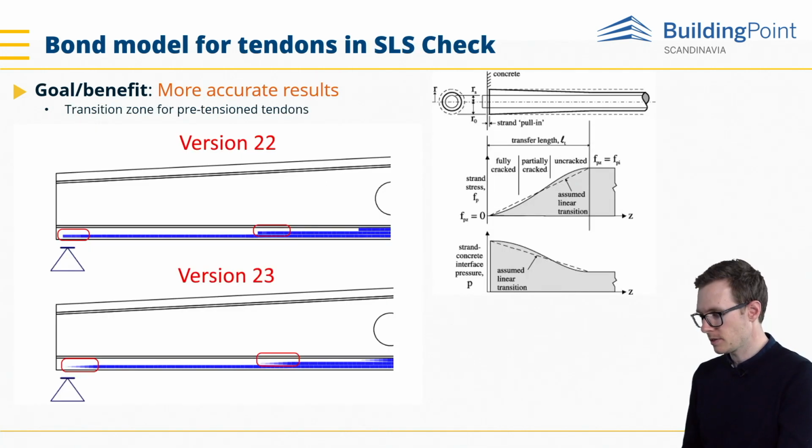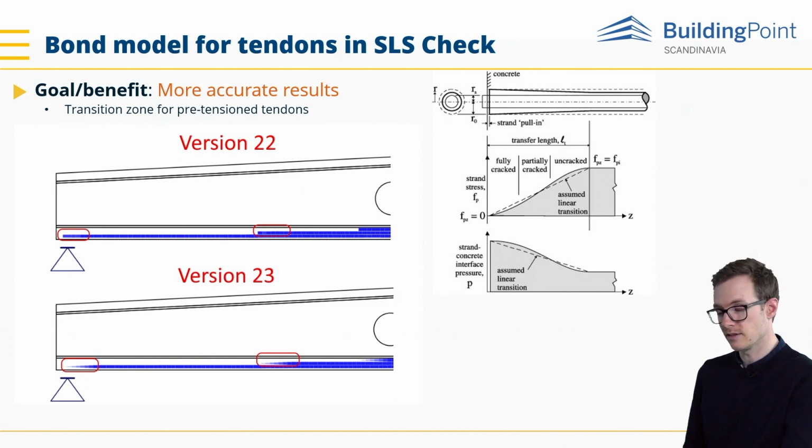So, since version 23, the transition zone and linearly increasing stress at the beginning and the end of the pre-tension tendons is considered. It leads to a precise solution in the area before the fully anchored tendon. So you are getting more reliable design and code checks. So you can see how it is in this representation.